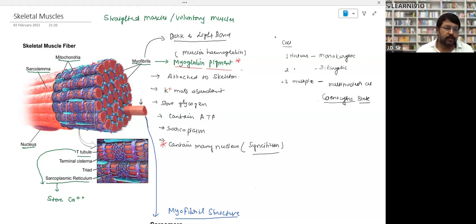So you can see that these fibers, you have to note down all these points. Please note down. Like the question you will get: calcium is not the most abundant, potassium is the most abundant. Glycogen is stored, that you know. But they are multinucleated. Then we will study the structure of a single myofiber, which has dark and light bands.